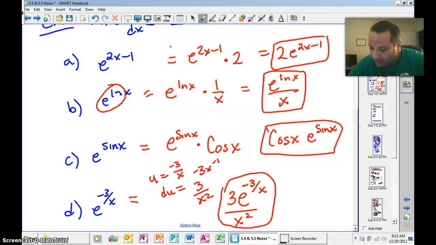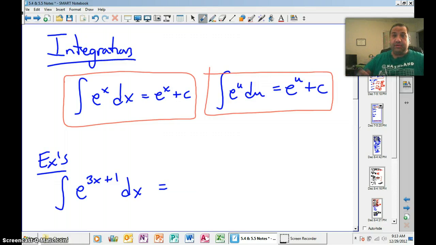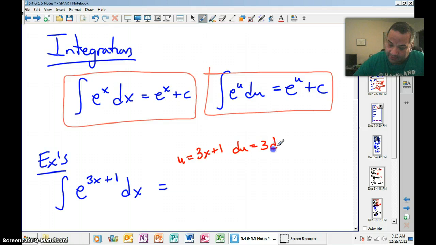Anyway, let's continue. Let's do integration. Integration is pretty much the same. The integral of e to the x dx is e to the x plus the constant, and the integral of e to the u is e to the u. So let's see how it works out. Over here, I'm going to set u equal to, now I'll do the u, because I'm nervous. That's really the bottom line. du equals 3 dx.